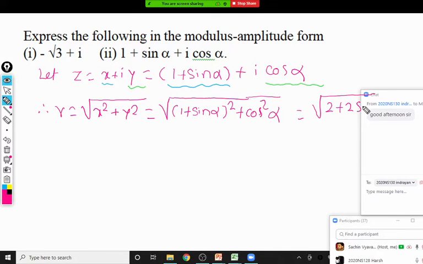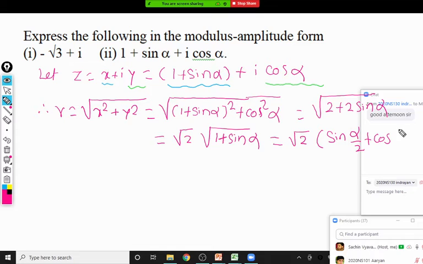Let me write it that way then. Yes, because sine square alpha plus cos square alpha is 1, that 1 plus 1 is 2, and the bracket is simplified. So root 2 is common, and root of 1 plus sine alpha. Is there any simplification, or you can keep it as it is? It can be the whole square of sin alpha by 2 plus cos alpha by 2. Correct. So the simplification is sine alpha by 2 plus cos alpha by 2 bracket square, and the square root and the square get cancelled, and we get r equal to this. This is the simplified value of the modulus r.